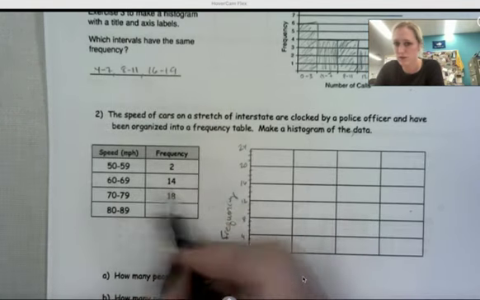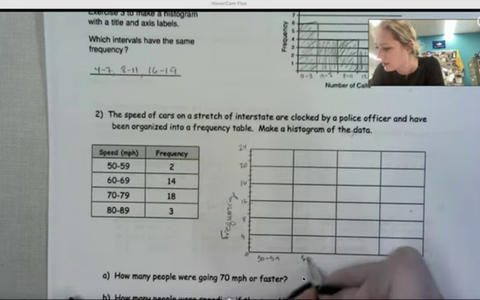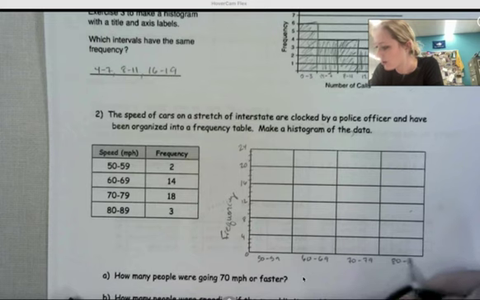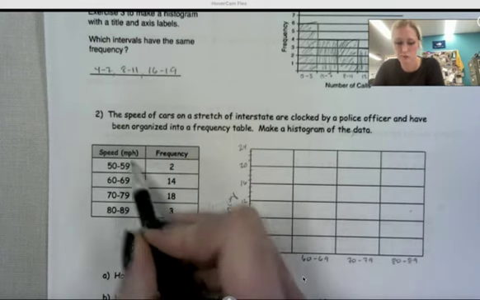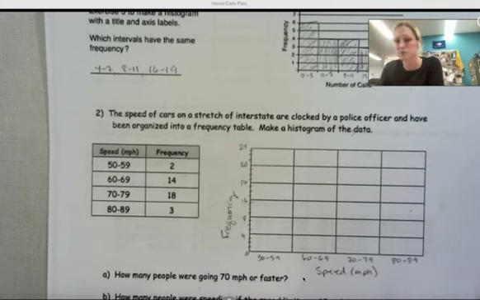Again, there are 4 different ranges here. The first one is going to be from 50 to 59, 60 to 69, 70 to 79, 80 to 89. Okay, so to label this axis, these are the speeds. So we would want to label that axis as speed. And if you want, we could even add miles per hour.